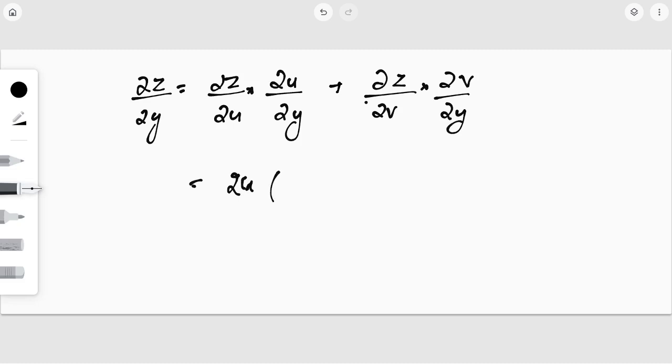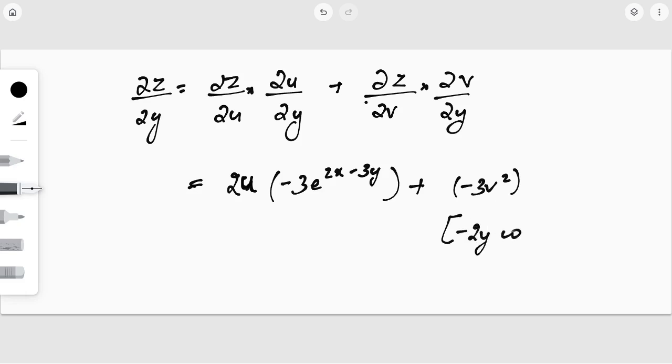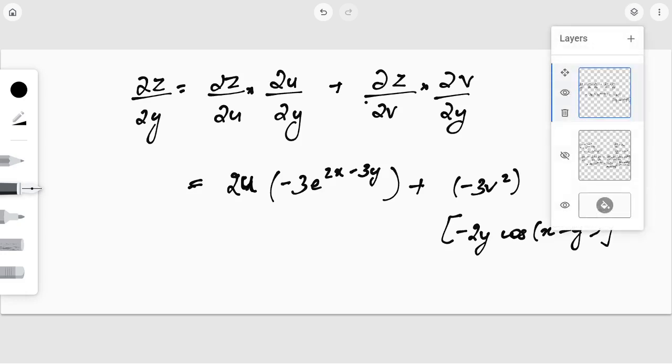It will be 2u into minus 3 e raised to 2x minus 3y, plus minus 3v square into, what will be the value of ∂v/∂y? It is minus 2y cos of x square minus y square. Here also you can substitute the values of u and v. So this is how we find the partial derivative of functions using the chain rule.